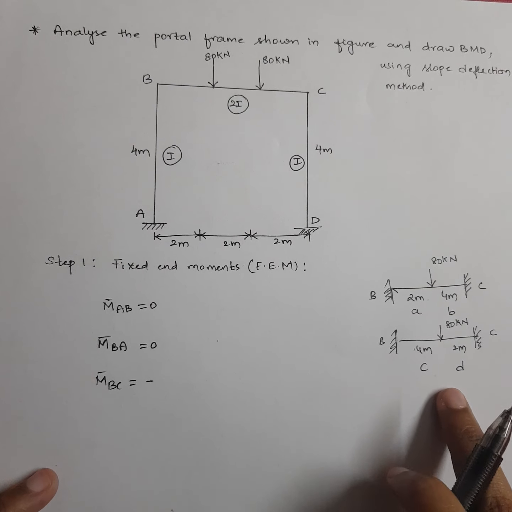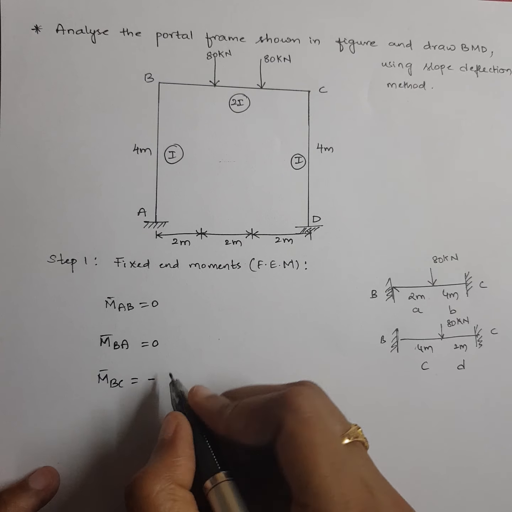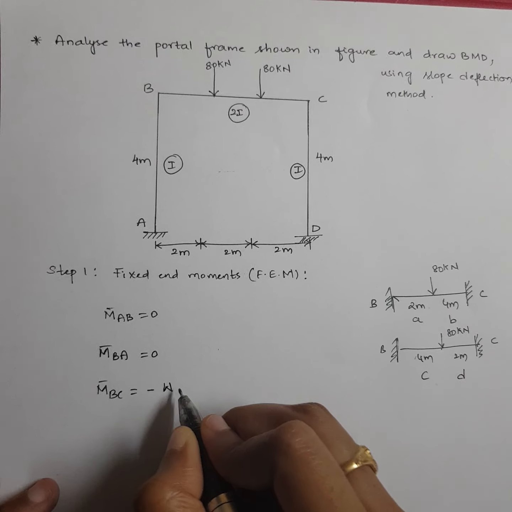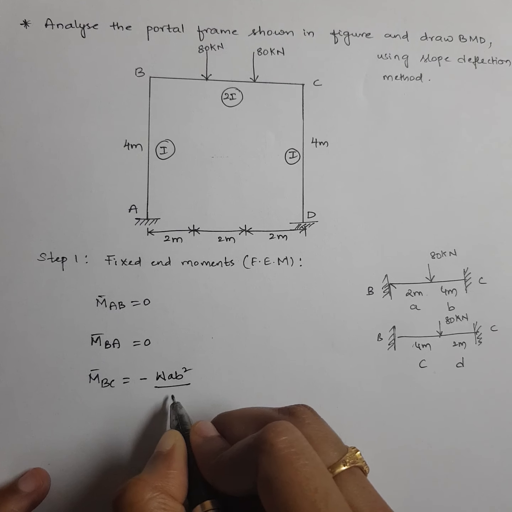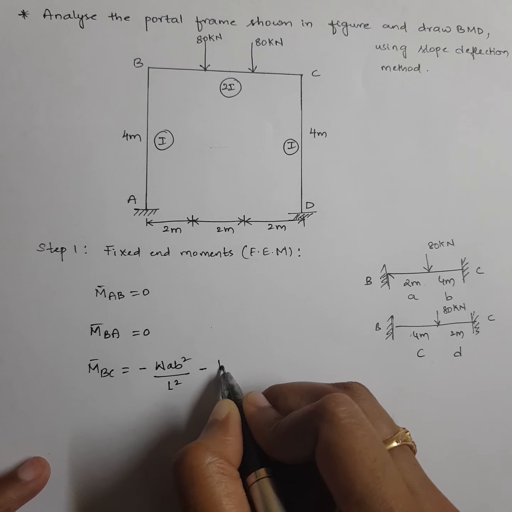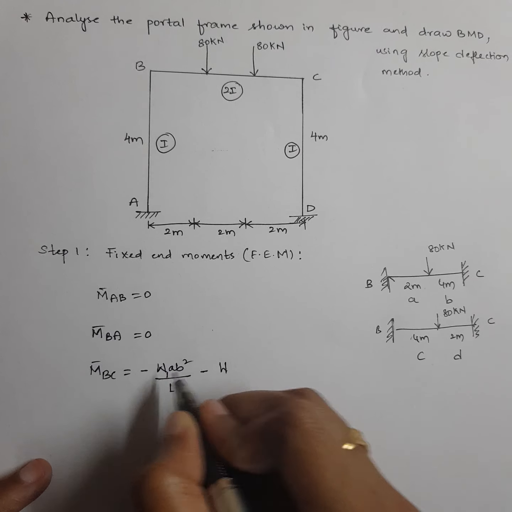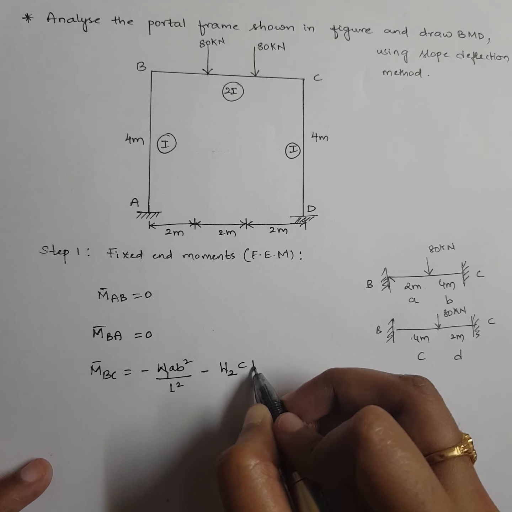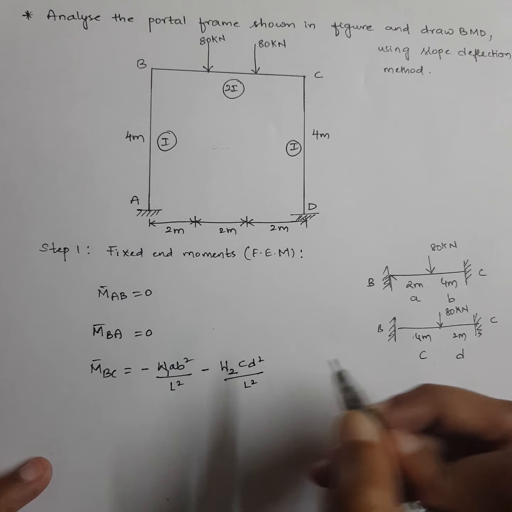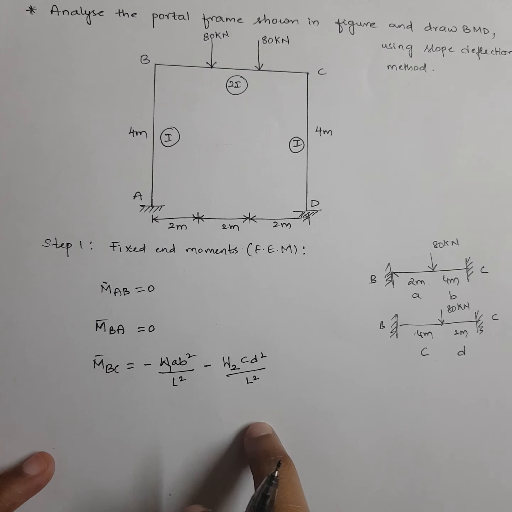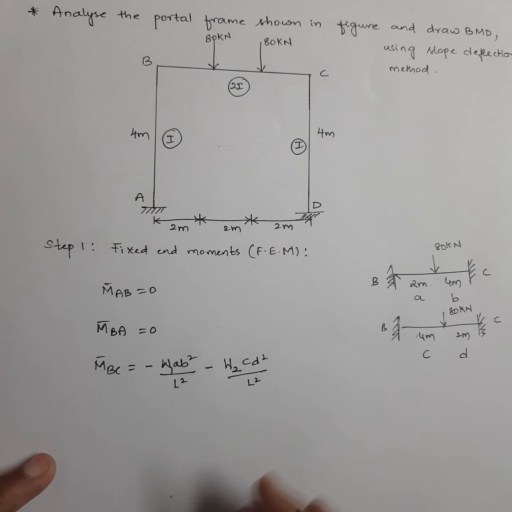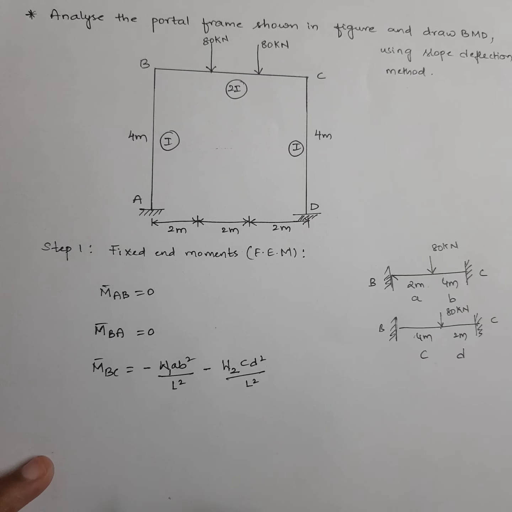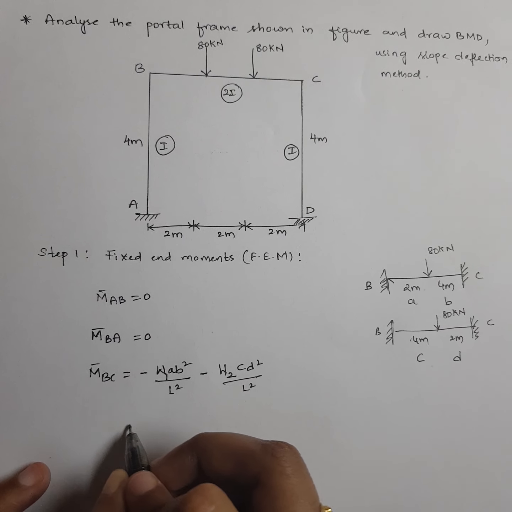Now when we are doing for 2 point loads at a time, M bar BC will be minus W1 a b square by L square, minus W2 c d square by L square, since you are having 2 point loads. I hope you understood the correlation, right? Minus W a b square by L square, and similarly we are adding c d square by L square.